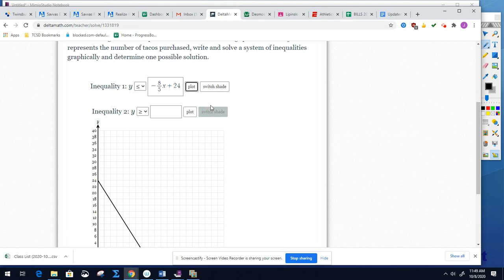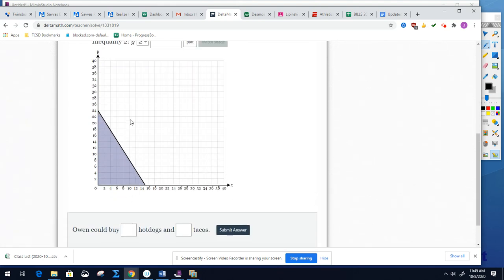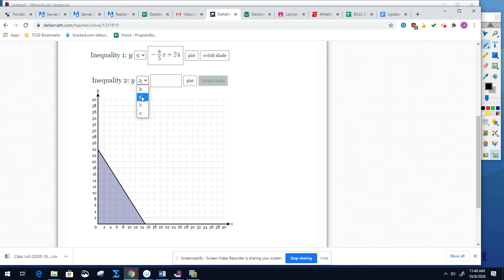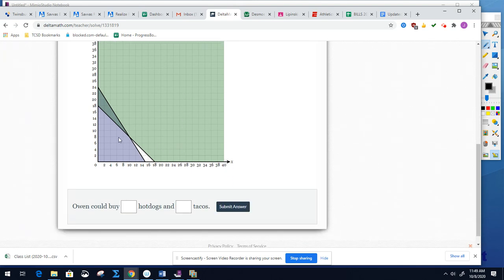But now you've got to know the shade. That's a less than or equal to, so it's shading everything below. The second equation was y is greater than or equal to, so I don't need to change that, negative x plus 18. Again, you plot that, but because it's greater than or equal to, we need to make sure that it's being shaded above that line. Now, where's your solution set? It's everything in between here. Owen could buy any set that's in this shaded region right here. I'm just going to put 218, but you could put many different things that are in that shaded region.